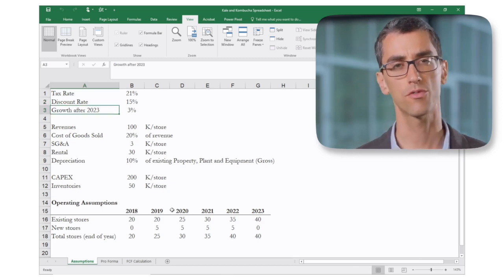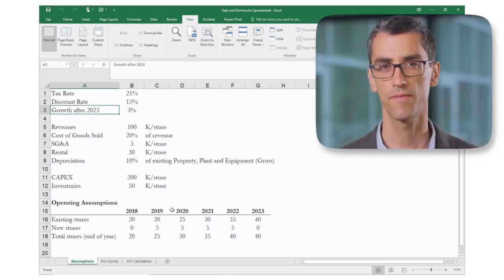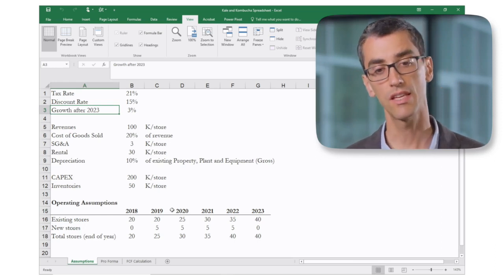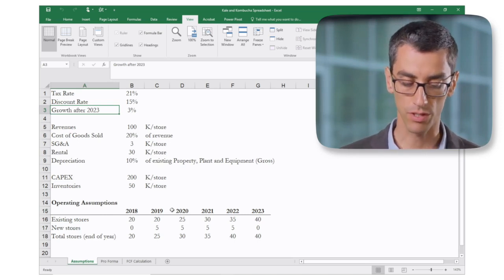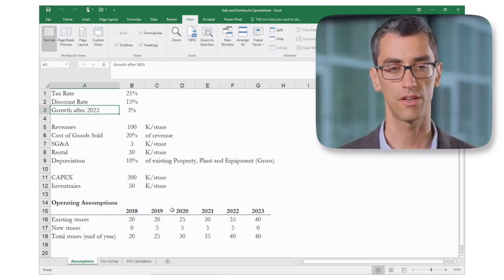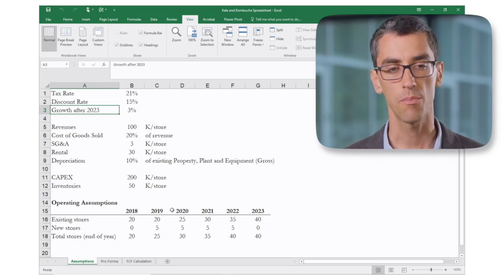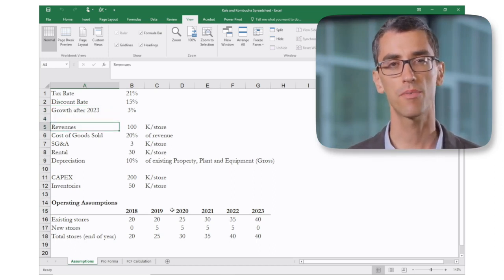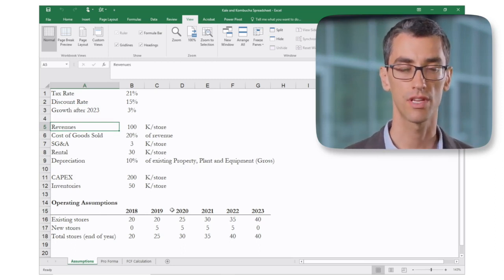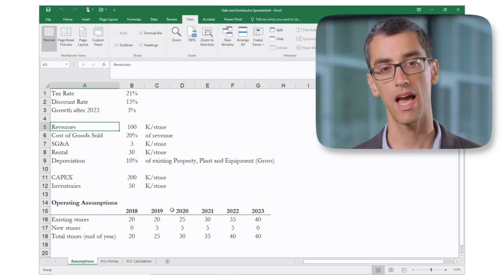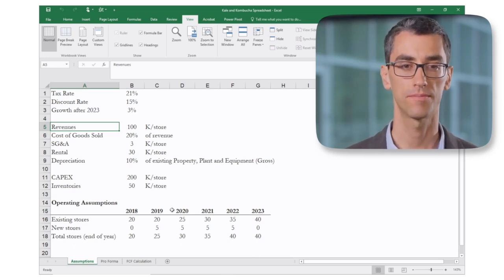The growth rate after 2023, similarly, is an input that we will need when we want to perform the free cash flow calculations, and I will discuss it more when we get there. Now, importantly, you have a set of operational assumptions about what is going on in the stores, how much it costs to build them out, and how profitable they are.